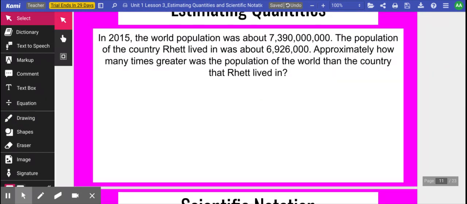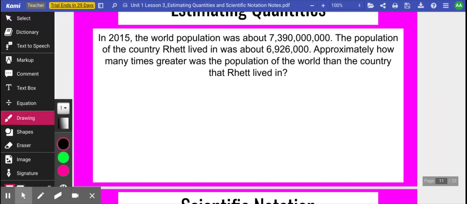In 2015, the world population was about 7,390,000,000. The population of the country Rhett lived in was about 6,926,000. Approximately how many times greater was the population of the world than the country that Rhett lived in? So the first thing that we would need to do is determine the estimate of the population of the world. So we would need to write the population of the world as a single digit times a power of 10.